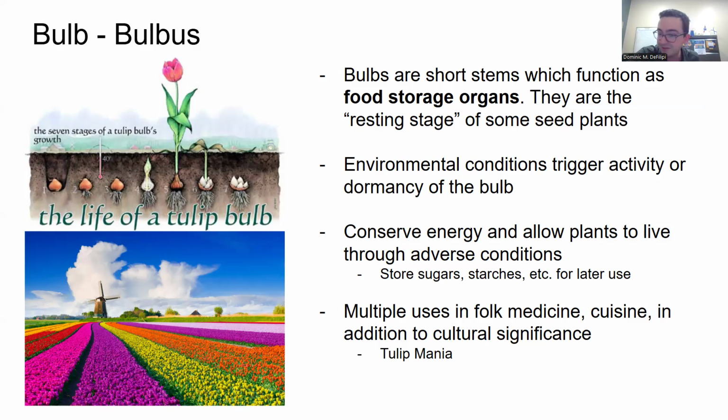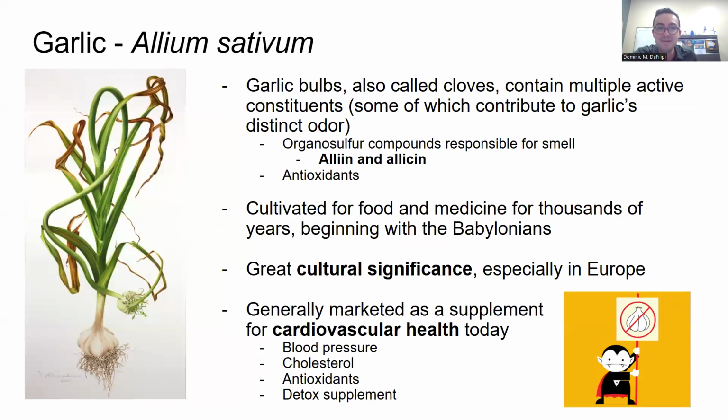And there are multiple uses in folk medicine and cuisine, in addition to cultural significance. If you want a really cool Wikipedia rabbit hole, Google tulip mania. That's a big craze in Holland and the Netherlands, among the Dutch and throughout Europe in the early, I want to say 1500s, 1400s. So definitely check that out if you want some extra culture for the day.